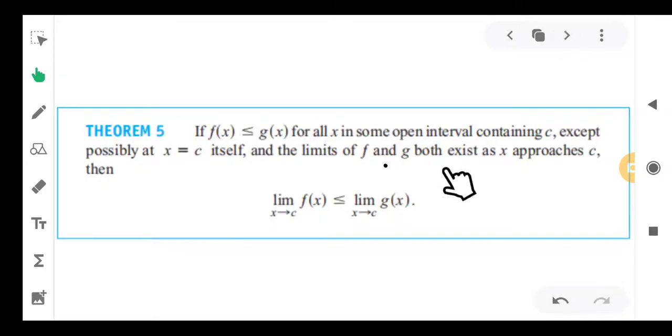Now this is another theorem, not like the sandwich theorem. If you have an inequality with only two functions, f of x is less than or equal to g of x, for all x in some open interval containing c, except possibly at x equal to c, and both the limits exist, then the inequality is carried over to the limit also. That means the limit of f of x must be less than or equal to the limit of g of x. This is another useful theorem.